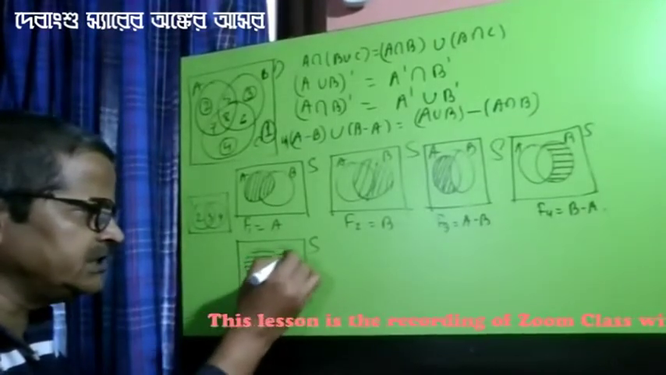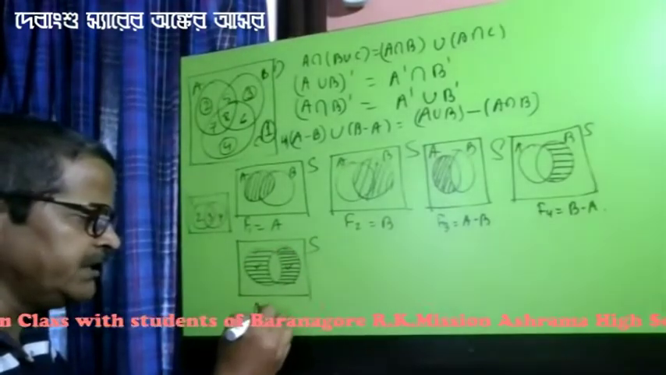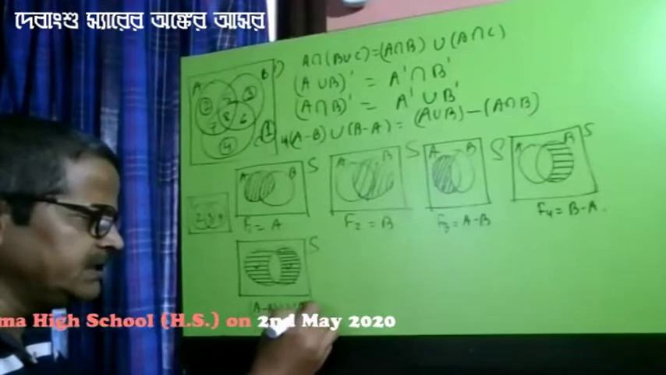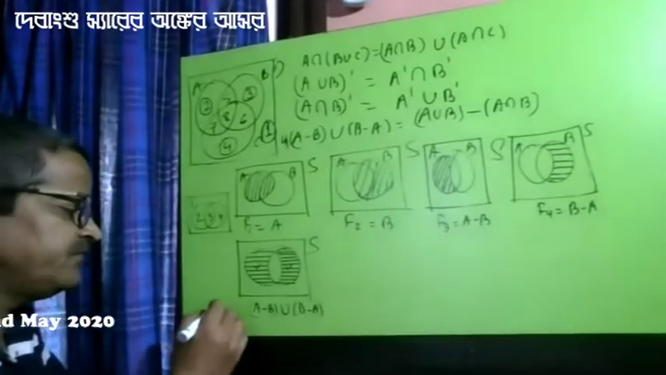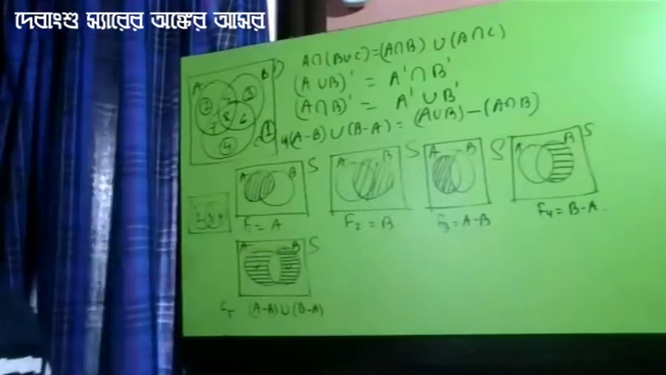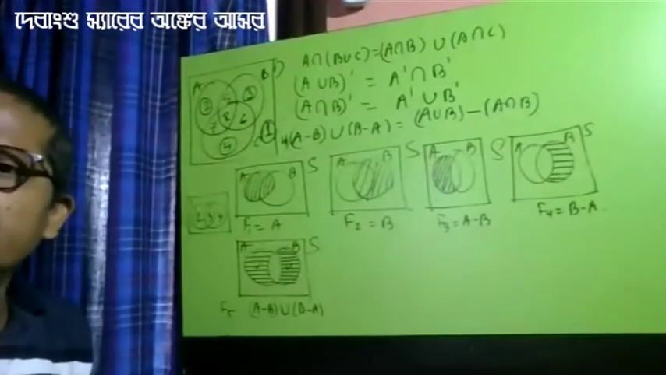What a drawing scheme I have. A minus B union B minus A. This is F5. Clear? Construct this. Construct A union B.